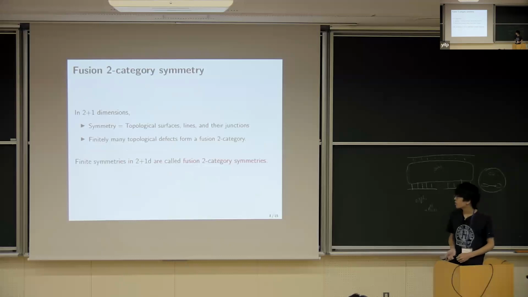And we can generalize this structure to one higher dimension. So in 2+1 dimensions, symmetry is associated with topological surfaces, topological lines, and their topological junctions. And when the number of topological defects is finite, then they form a fusion 2-category, which is a higher version or categorification of a fusion 1-category. And for this reason, finite symmetries in 2+1 dimensions are called fusion 2-category symmetries.